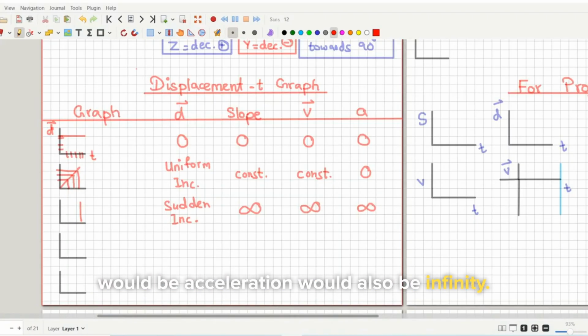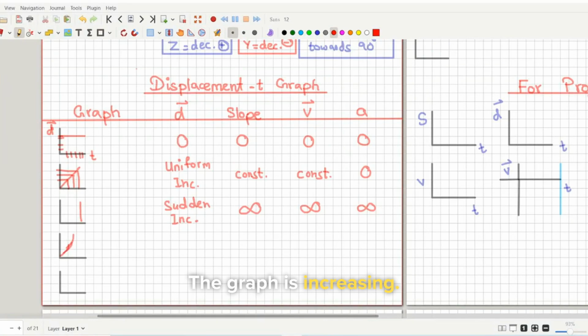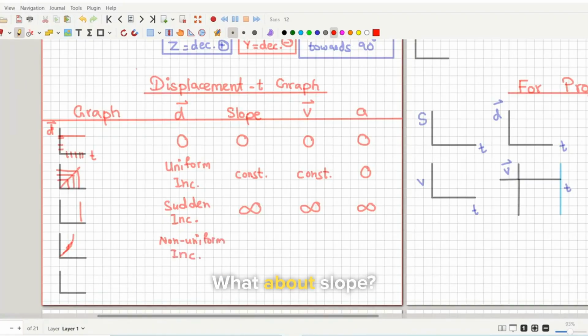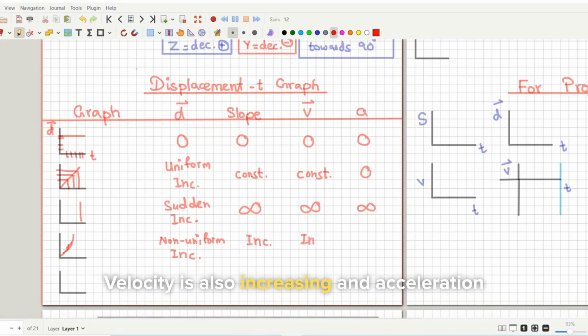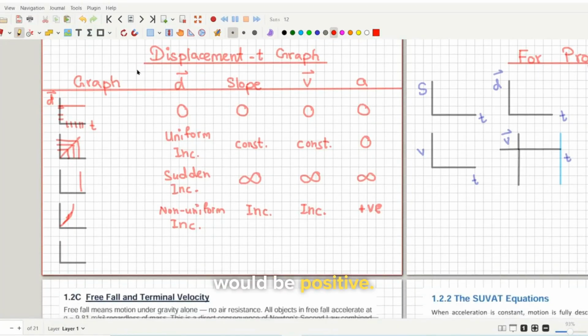What about this kind of graph? As you can see, it is increasing, right? The graph is increasing. As you can see, it is moving towards 90 degrees. So it is a non-uniform increase. It is increasing, but it is a non-uniform increase. What about slope? Slope is increasing, velocity is also increasing, and acceleration would be positive, because if velocity is increasing, then the acceleration would be positive.